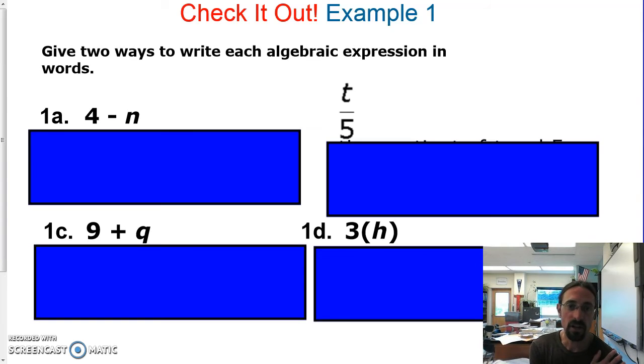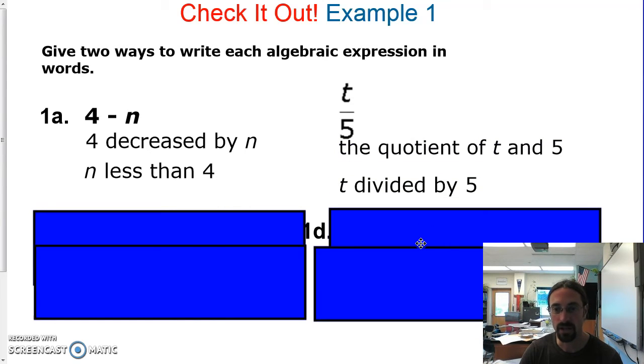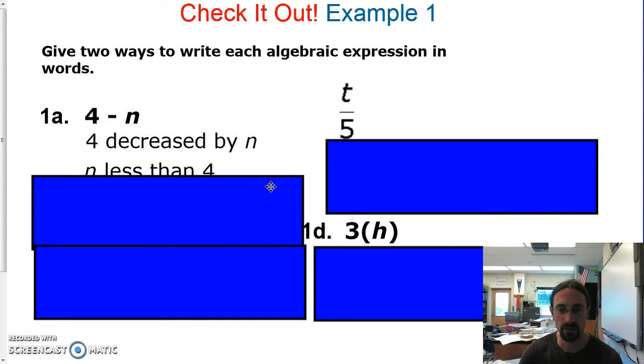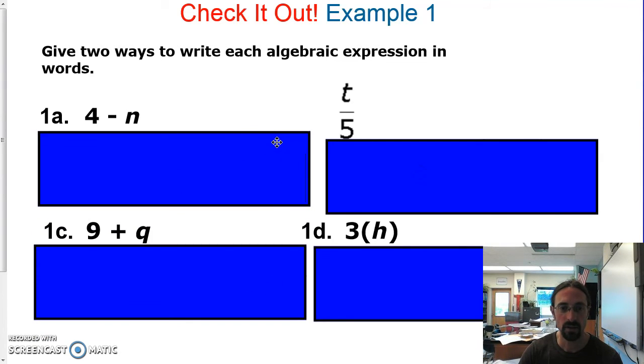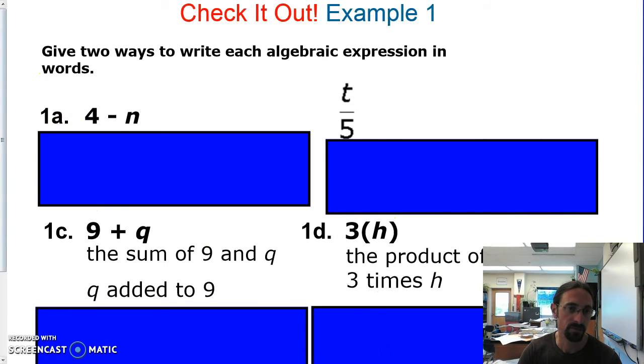Here are some other problems. Give these a shot. Give 2 ways to write these expressions. Go ahead, pause. All right, welcome back. Of course, 4 decreased by n, or n less than 4. Over here, you've got t divided by 5, or the quotient of t and 5. Of course, you'd say the sum of 9 and q, or q added to 9. Now this one, the product of 3 and h, or 3 times h.